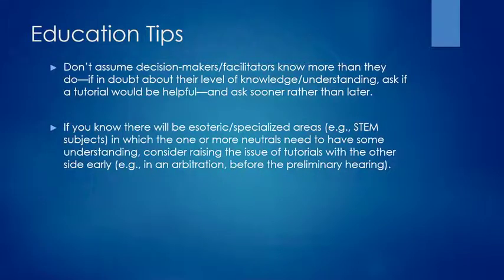Now, back to the second tip. If you know there are going to be specialized areas, science, technology, engineering, or math, for example, statistics is math, in which one or more neutrals needs to have some understanding, consider raising the issue with the other side early and jointly propose, for example. And I think there's more on the next slide, Angie, if you could go to that, please. Okay, give me a minute.